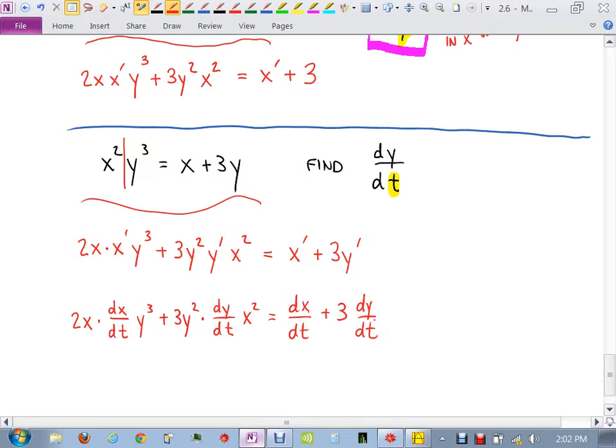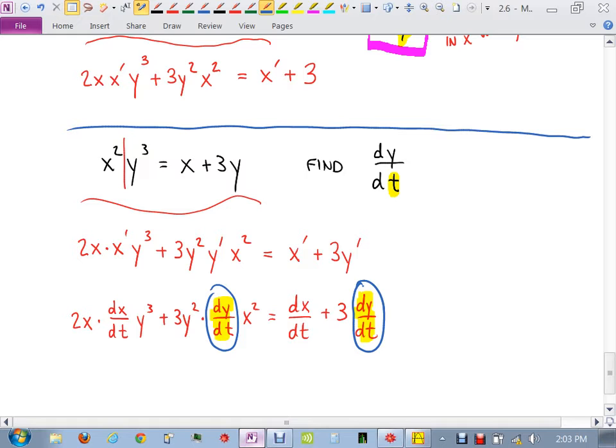What is it that I was trying to find? dy/dt. Doesn't that appear here and here? Couldn't you get those terms on one side by itself? Move everything else to the other side. Factor and solve. You could do that, right? Same way we did before. But what is it that you would need to know? If I actually wanted to know the value of dy/dt, what things would you have to know?